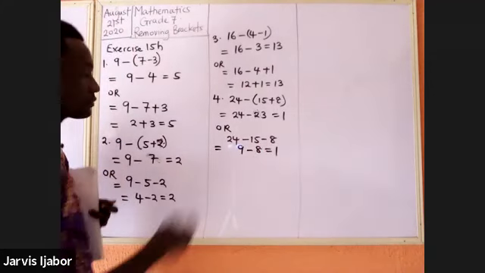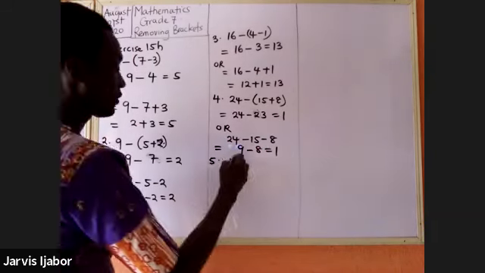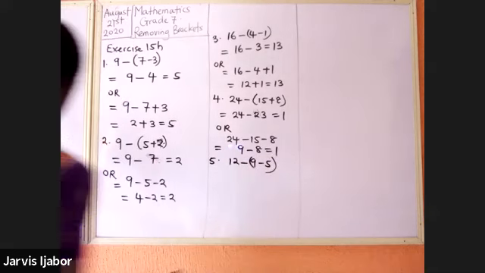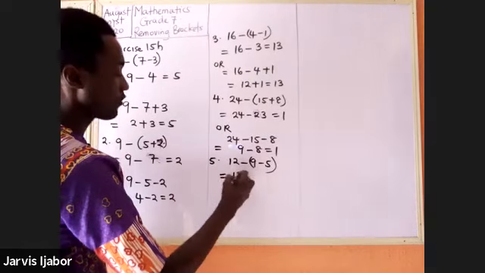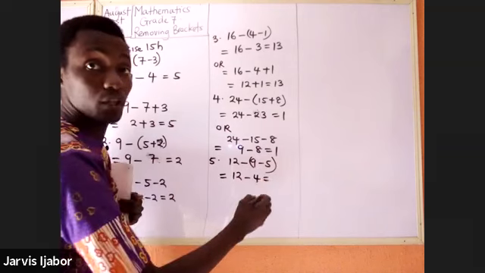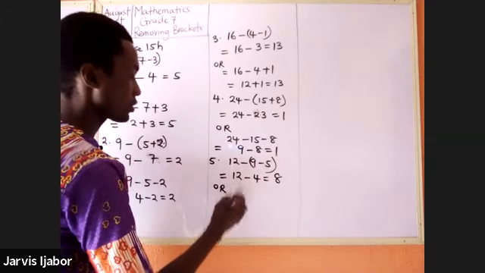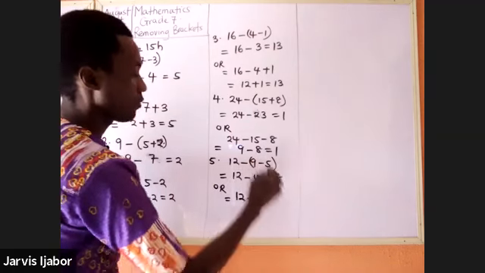1. Question 5. In question 5, we have 12 minus 9 minus 5 in brackets. So this will be equal to what? 12 minus, you subtract these 2, you get 4. And that will give you what? 8. Or you can go with the approach, opening the bracket, this will be 12 minus 9 plus 5.